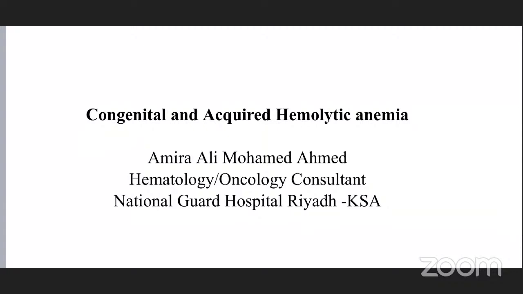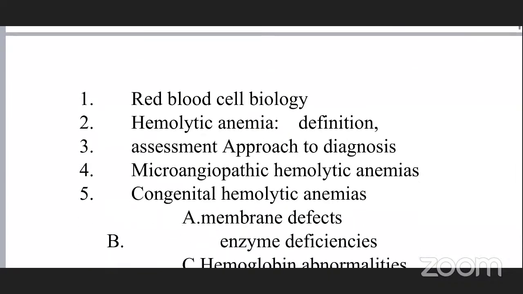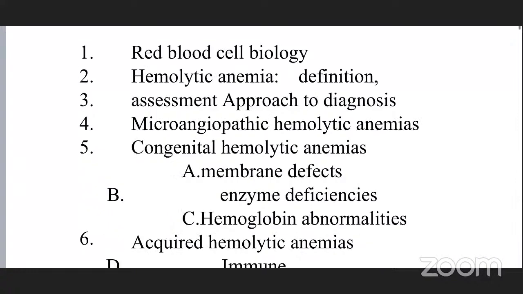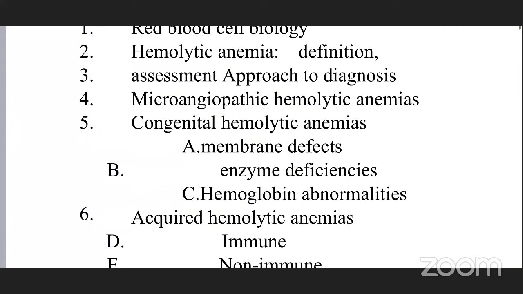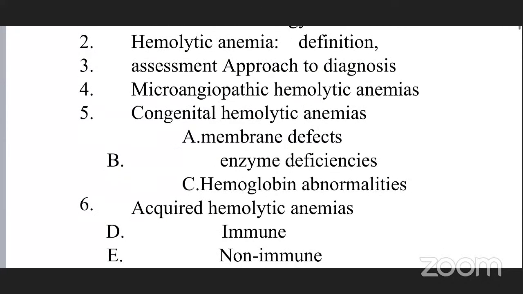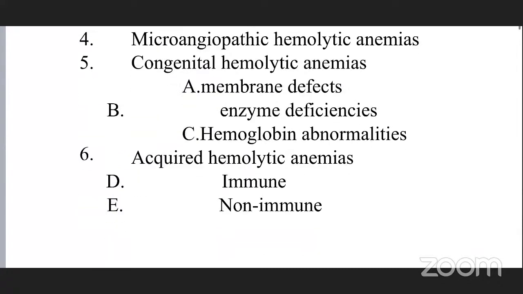My topic today is congenital and acquired hemolytic anemia. I will start with the content: red blood cell biology and hemolytic anemia definition. Then we'll go to approach to diagnosis. And then we'll talk about microangiopathic hemolytic anemias and congenital hemolytic anemia, which is membrane defects, enzyme deficiency and hemoglobin abnormality. Then we will go to acquired hemolytic anemia, which is immune and non-immune.